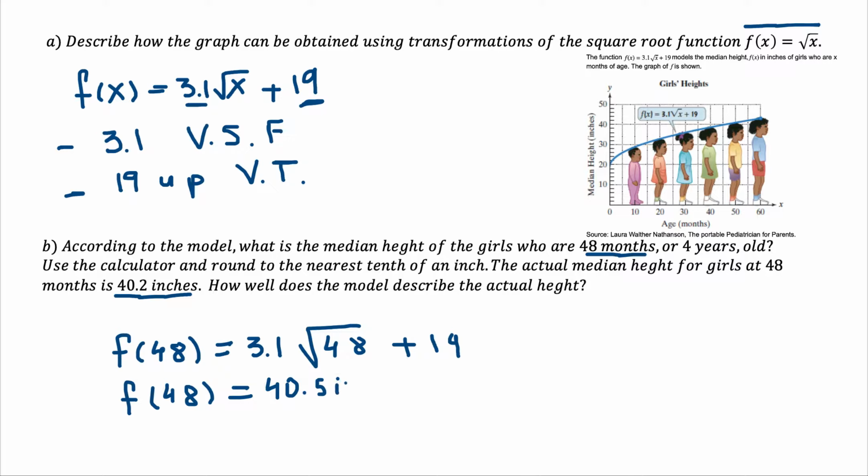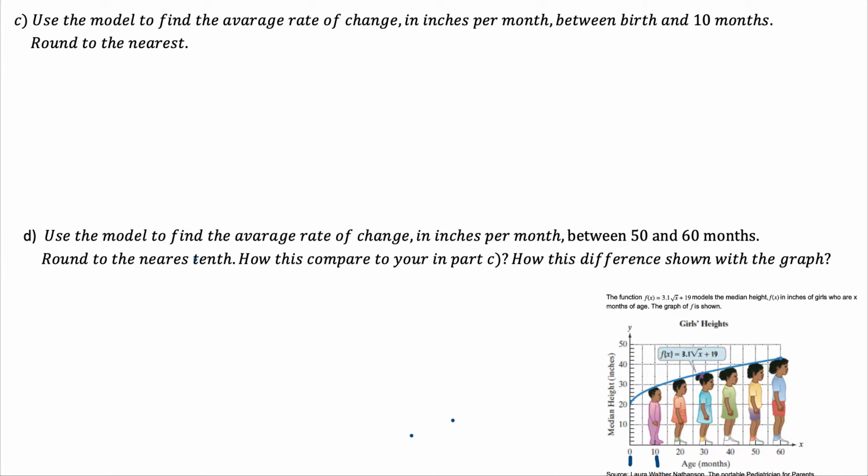We see here, comparing with the actual median height of the girls, 40.2, the error is plus or minus 0.3 inches. So it's very, very close. So I can say the model describes the height of the girls with respect to age in months very closely. Now let's see here.